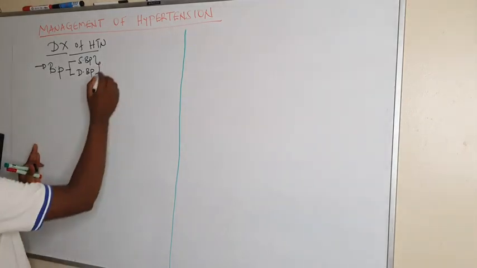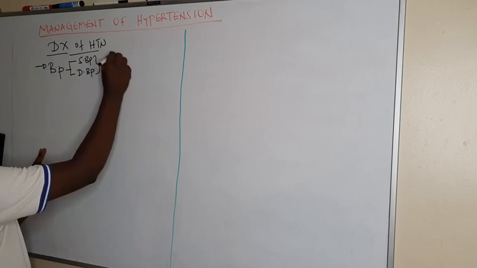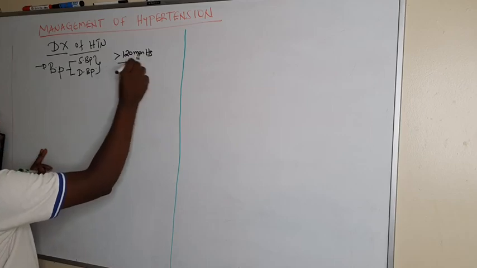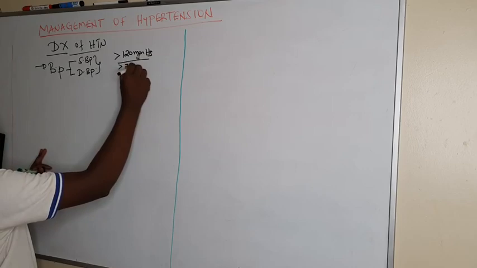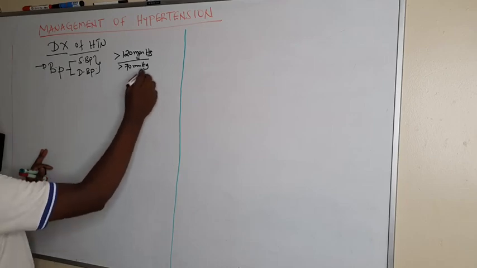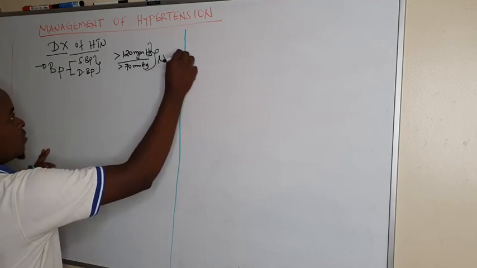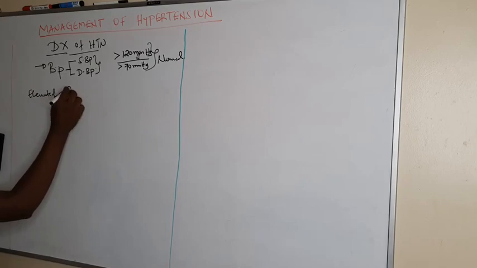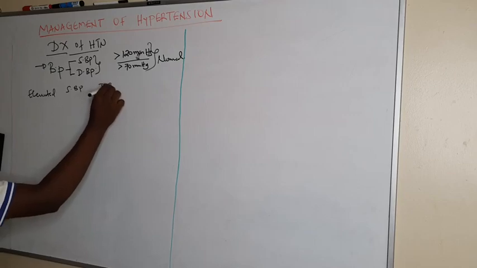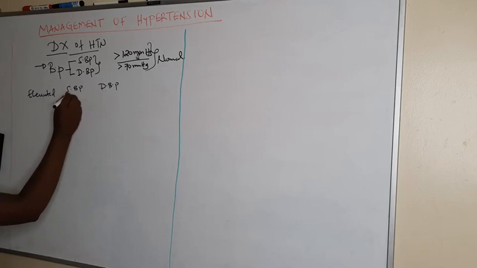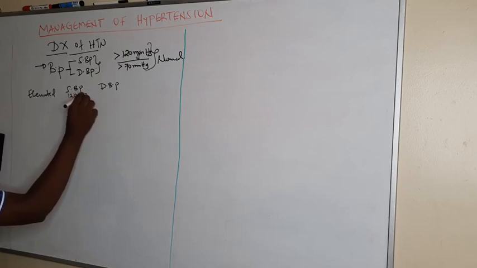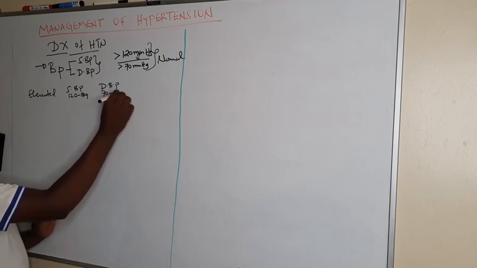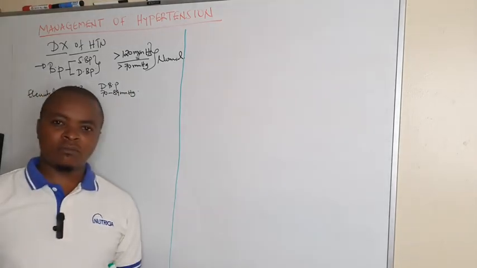Our goal in management is that we know a normal person should have blood pressure less than 120 millimeters of mercury systolic, and diastolic of less than 70 millimeters of mercury. So this one is said to be normal. Then we are going to see stages like elevated. Someone is said to have elevated blood pressure when, for the elevated patient, you find they are between 120 to 139 systolic, then diastolic between 70 to 89 millimeters of mercury. So these ones have elevated blood pressure.